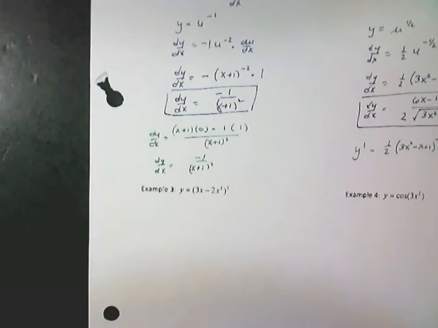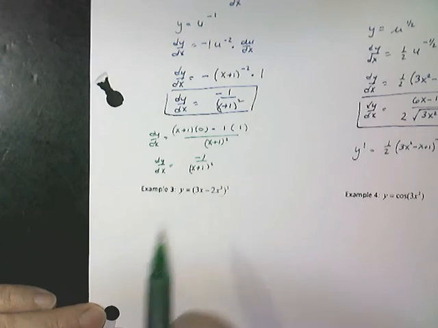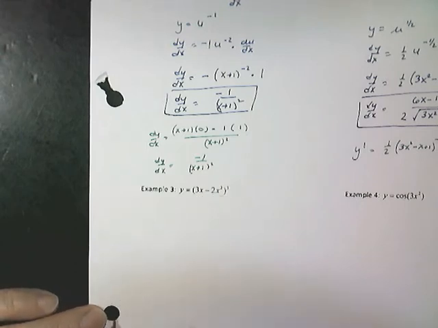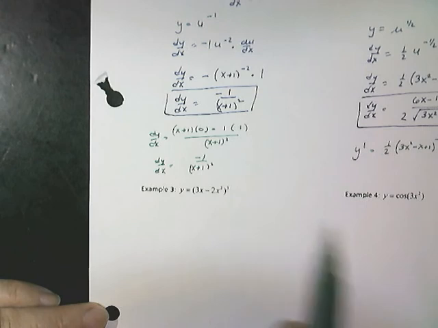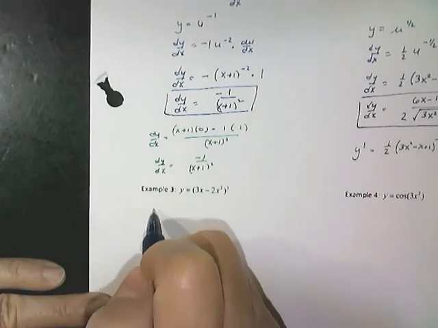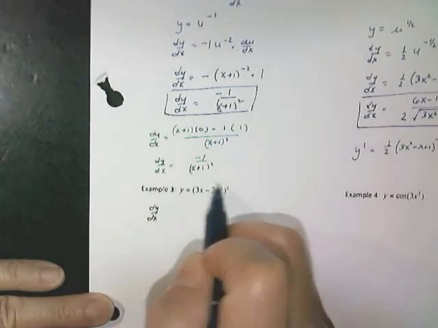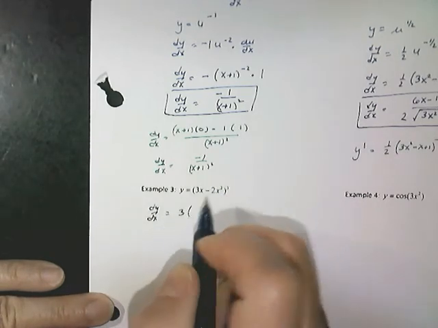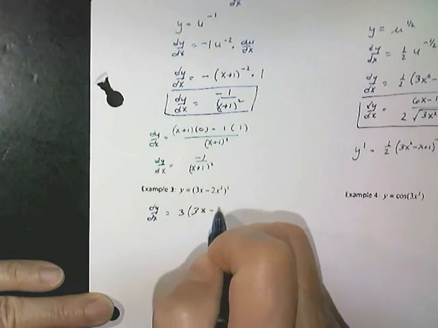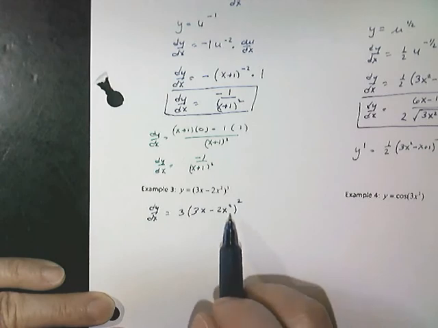My next one, I have y equals (3x minus 2x squared) to the third power. Let me go ahead and show you what this looks like without doing u substitution. So I want to take the derivative. This is going to use the power rule. The 3 is going to come in front. I'm going to take this 3x minus 2x squared, subtract 1 from the 3. This is a power rule.